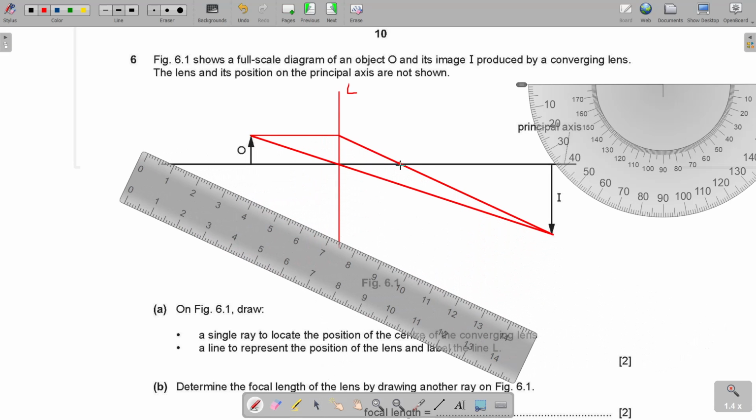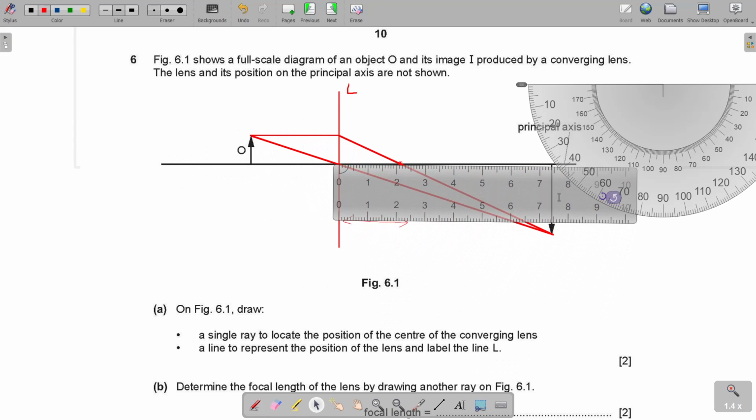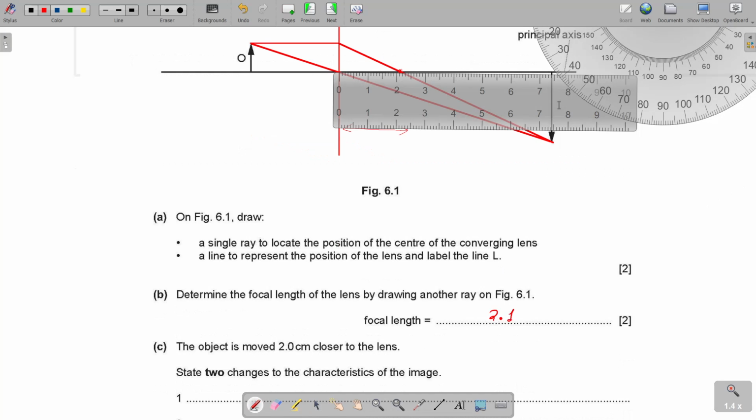So this point is the focal point, and we need to measure this distance from the center of the lens to the focal point. So again, we use the ruler and measure this distance, which is approximately 2.1 centimeters. So the answer is 2.1 centimeters. Not everyone will get the same distance, by the way, and we also should label the arrows, the directions of the light rays on the diagram.